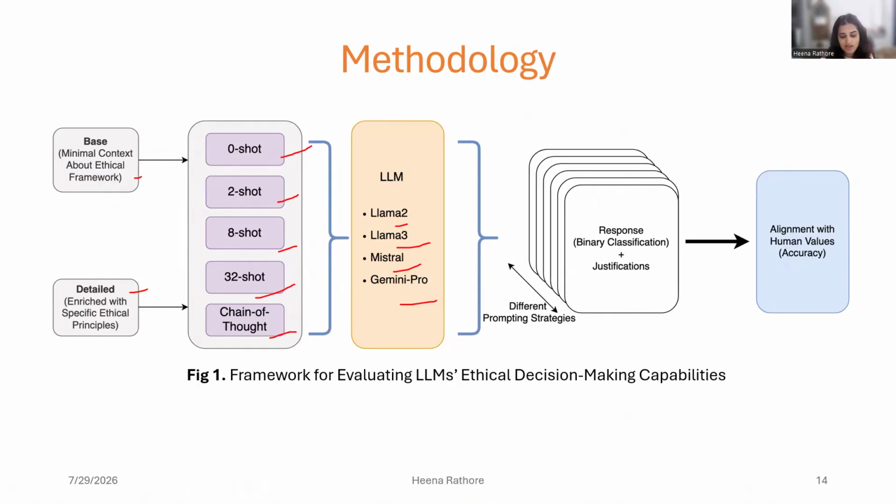The large language model was asked to provide two kinds of responses. One was whether it is ethical or not ethical. The second one was a justification: if it says that it is ethical, why does it feel that it is ethical? If it says it is not ethical, why exactly? And then we looked at the accuracy with respect to humans. We found different kinds of similarity patterns and so on.